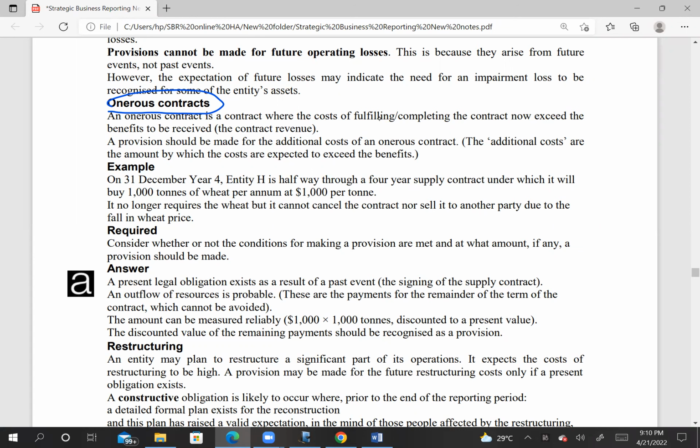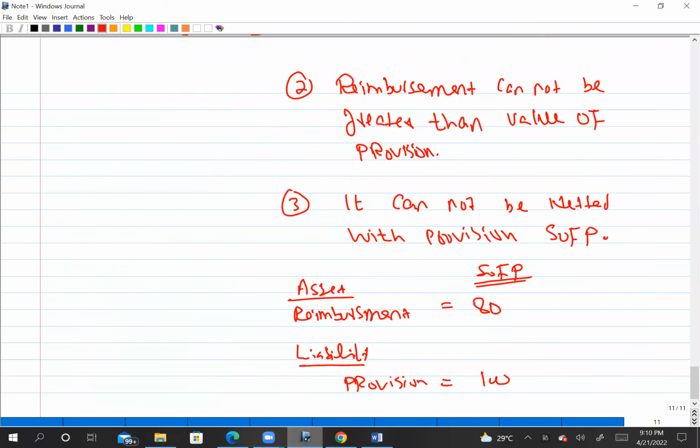What does onerous contract mean? Onerous contract means a contract which is loss-making, on which we have expectation that it will give us a loss. Such contracts are known as onerous contract.